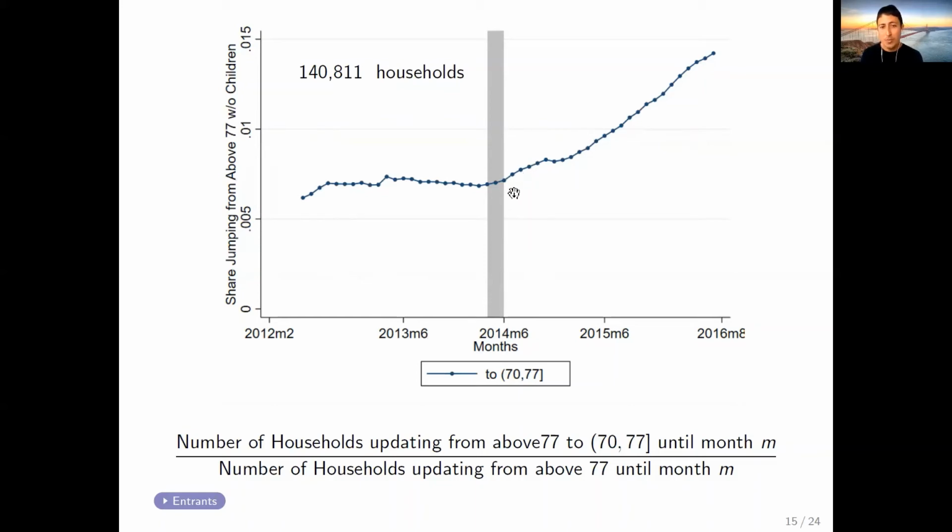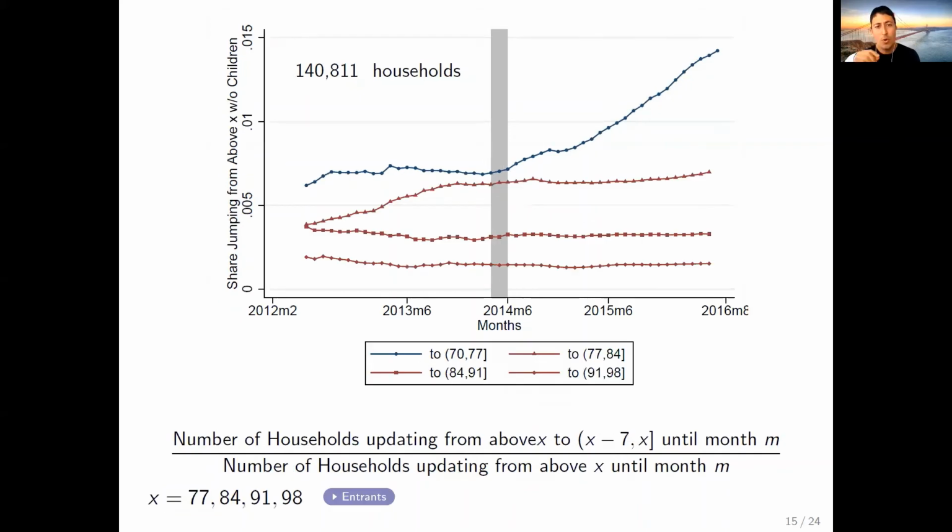Now, the problem is that there could be alternative explanations for that. Brazil, for instance, was going through an economic crisis, and it could be the case that households are decreasing their income to that particular interval just because of the economic crisis and not because of the reform. So in order to see if this is the causal effect of the reform, what I do is plot the share of households jumping to neighboring intervals, such as 77 to 84, 84 to 91, 91 to 98.